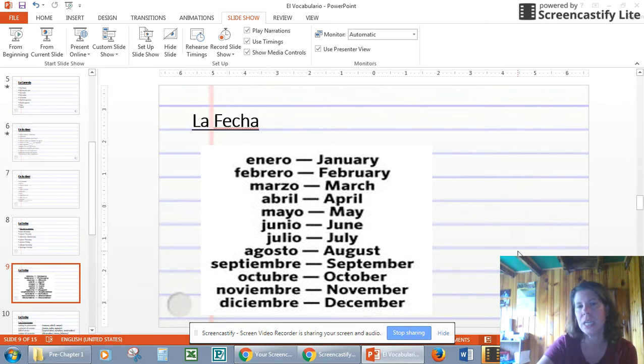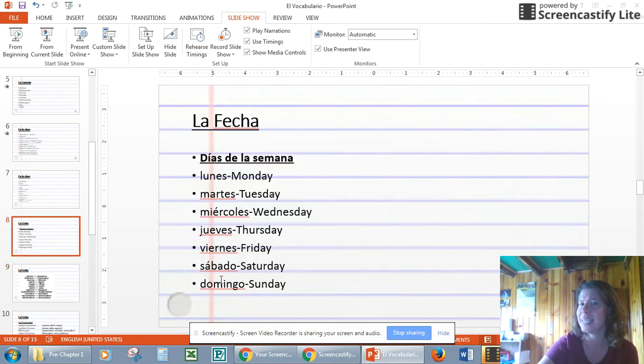Notice a difference here is that the months of the year are not capitalized in Spanish. And if I go back for a moment here, days of the week in Spanish are also not capitalized. So that is a grammatical difference between English and Spanish.